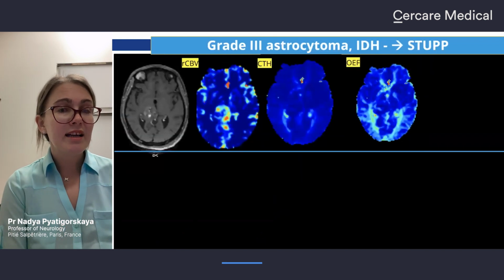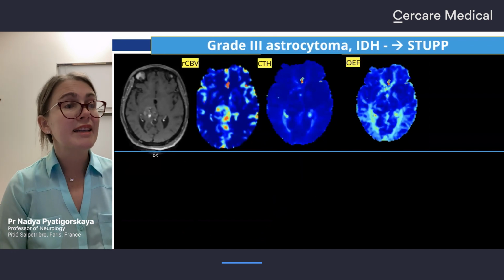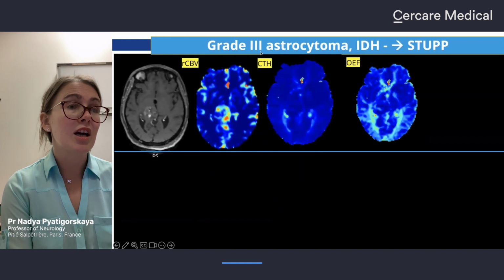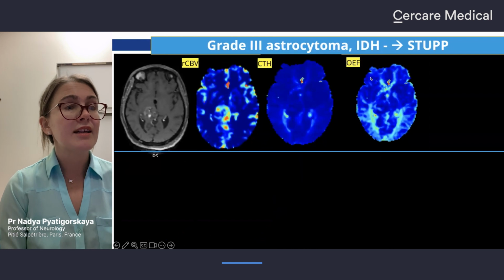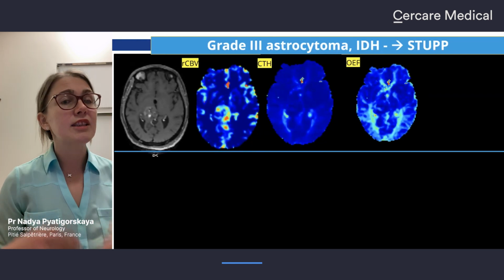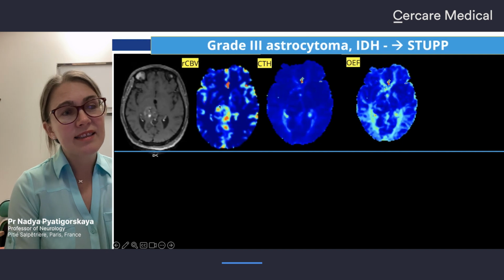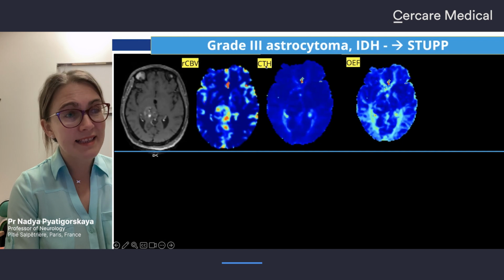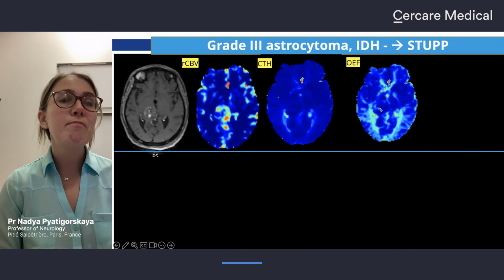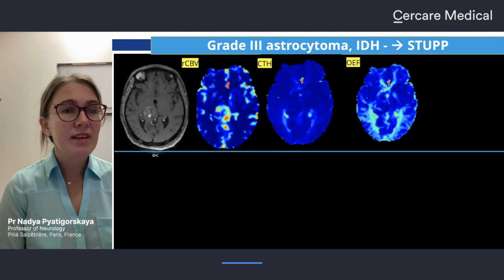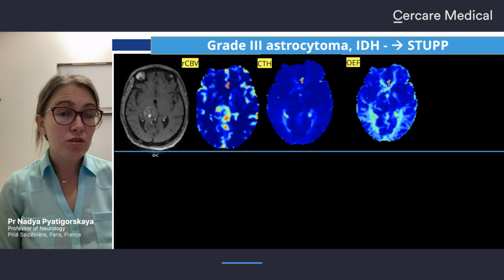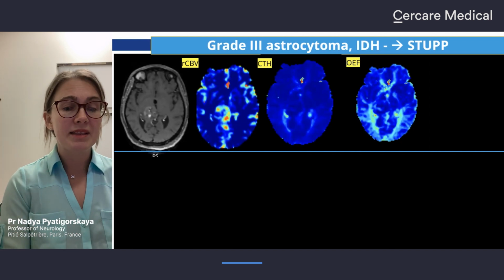So this is the case that I was talking to you about in the beginning. Here we have this lesion. The patient has a grade 3 astrocytoma, IDH negative. He was treated by surgery and radiochemotherapy, and we have this lesion recurrence. And actually, there is hyperperfusion in this lesion. But when we look at the CTH map and the OEF map, both of them are negative. So what does it mean? We don't know, but we continue to follow up this patient without treatment changes.